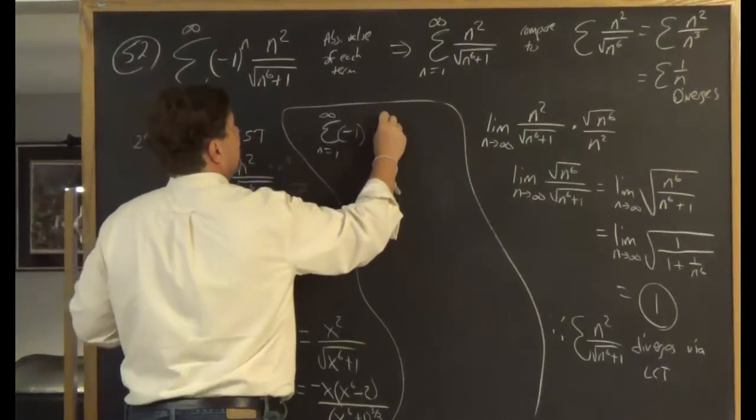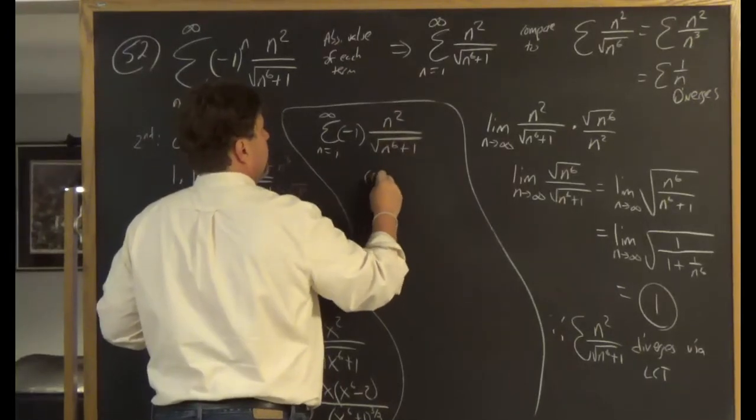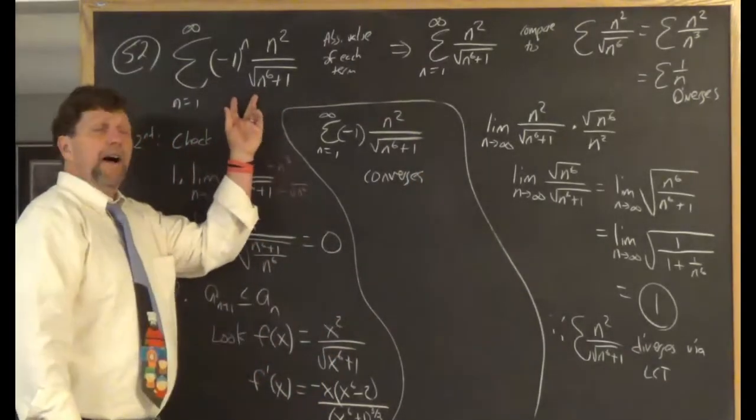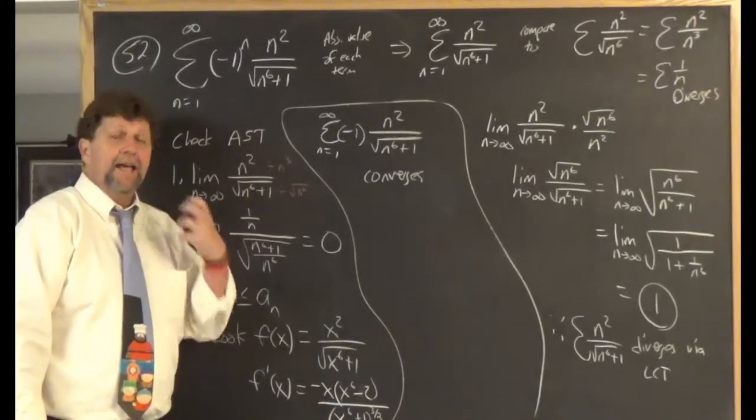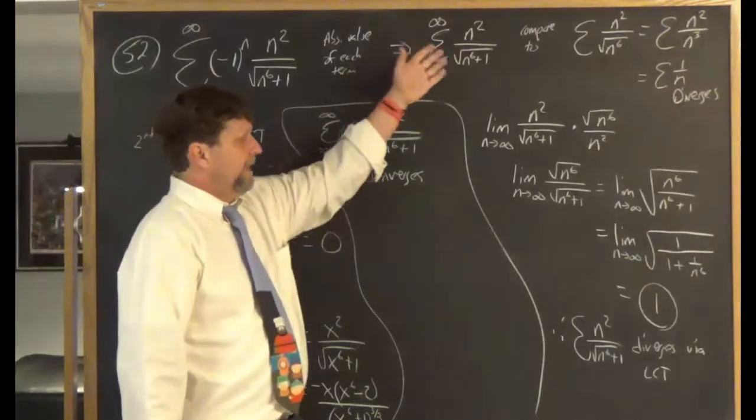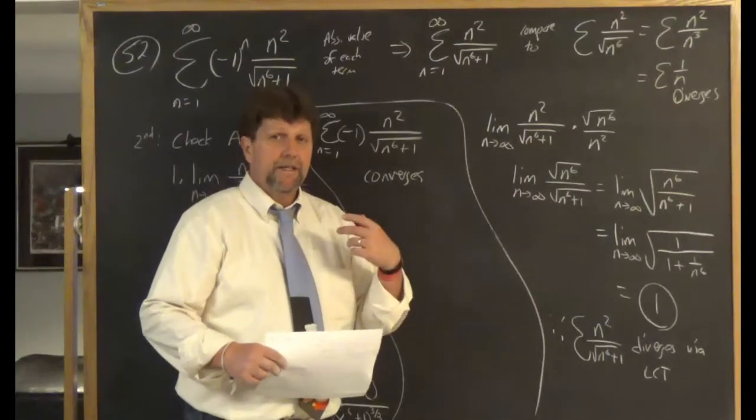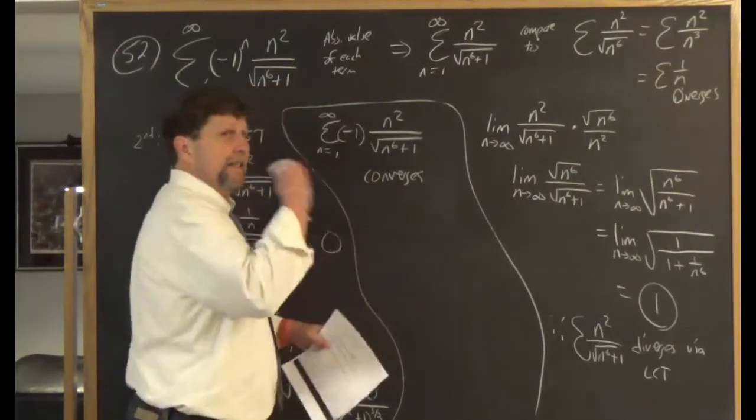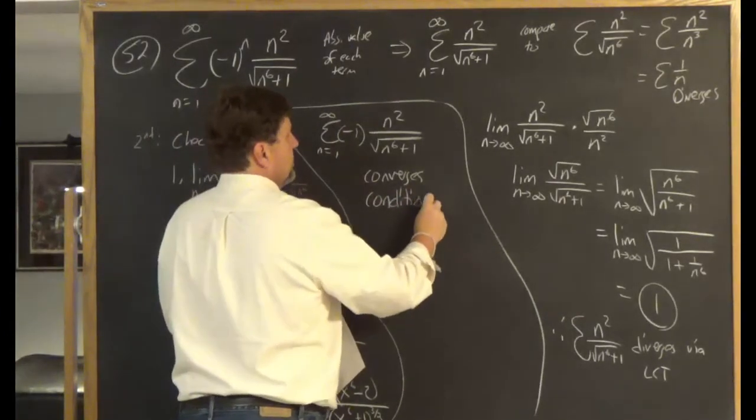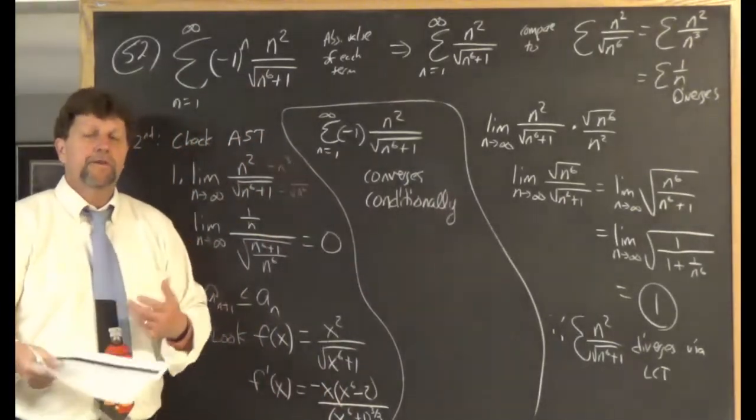This series, we know it converges. We know it converges via the alternating series test. As it was given to us, it converges. But it is not absolutely convergent. So it is convergent as it's given to us, which means it is convergent conditionally. It has conditional convergence.